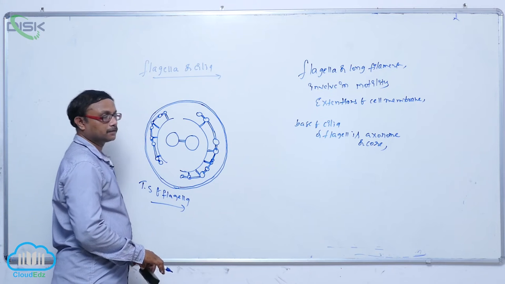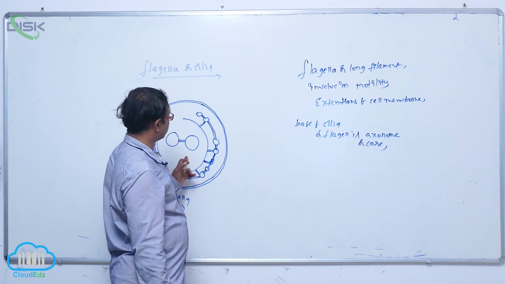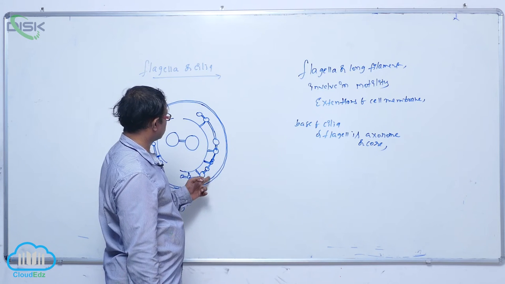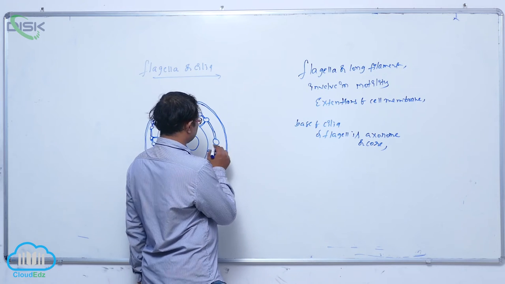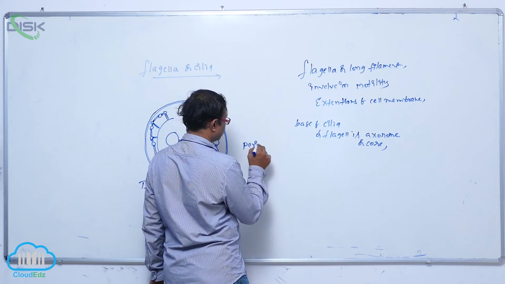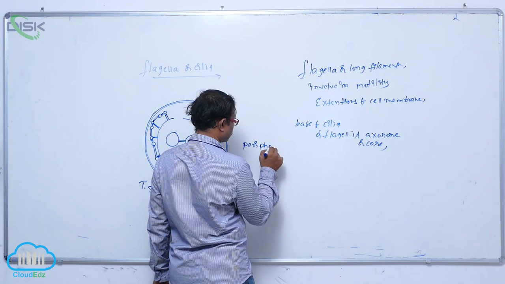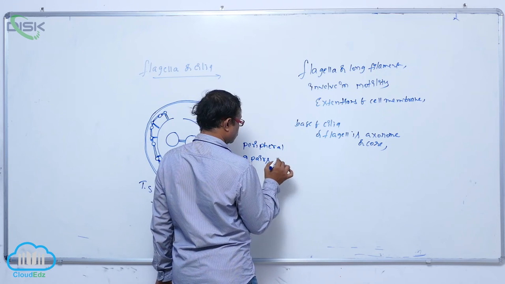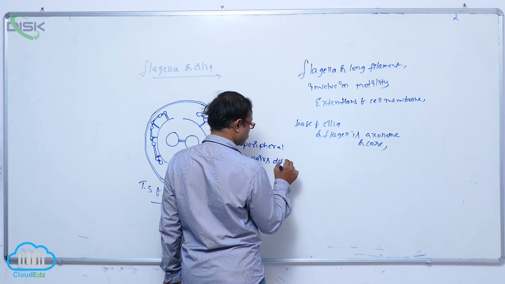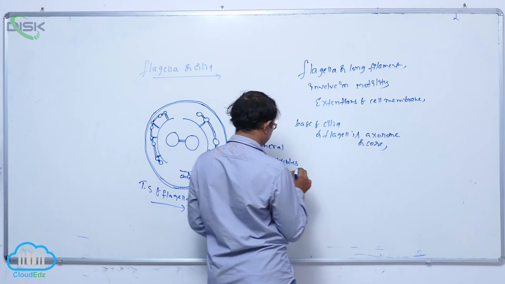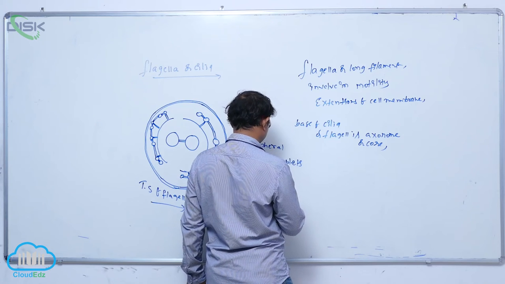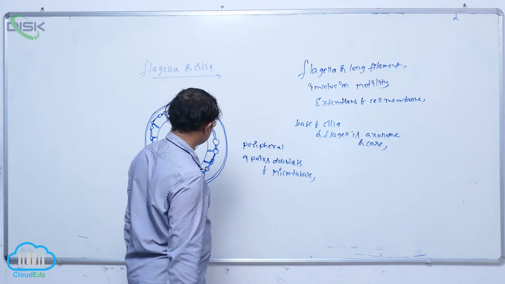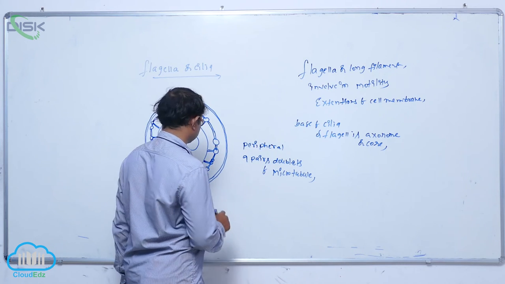In the TS of flagella, the axoneme runs parallel to the axis. Peripherally, there are nine pairs of doublets of microtubules. In each pair, one is connected to the central sheath.